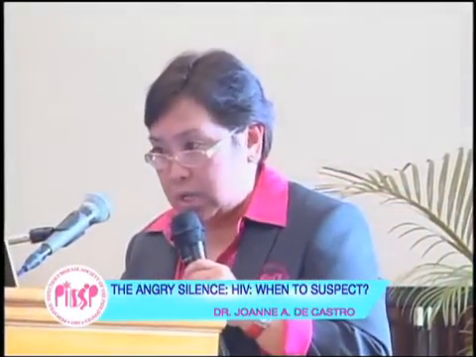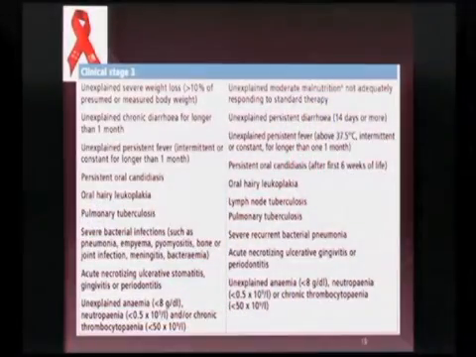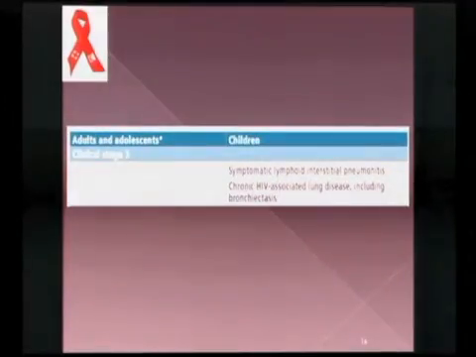They can have persistent oral candidiasis, which usually occurs after the first 6 weeks of life. They can have oral hairy leukoplakia, lymph node TB, pulmonary TB, severe recurrent bacterial pneumonia, acute necrotizing ulcerative gingivitis or periodontitis, unexplained anemia, which is defined as hemoglobin of less than 8, neutropenia of less than 500, and chronic thrombocytopenia of less than 50, all occurring for more than a month. They can also present with symptomatic lymphoid interstitial pneumonitis and chronic HIV-associated lung disease, including bronchiectasis. Please take note that lymphoid interstitial pneumonitis is only seen in children rather than in adults.